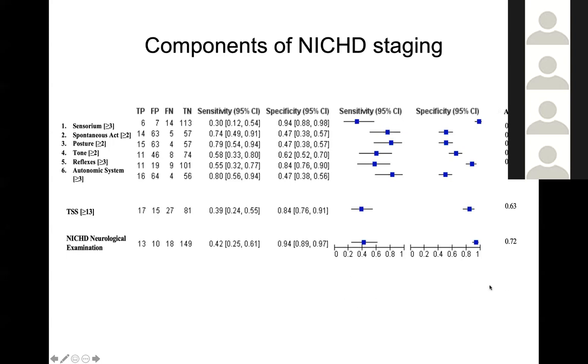So on the bottom, you can see, I don't know if you can see my arrow here, 0.72 is the area under the curve for predicting adverse outcome. That is when you classify this baby as mild, moderate, or severe encephalopathy. You can also do it in a numerical way and create something called a total Sarnat score, but that doesn't really increase the prognostic accuracy.